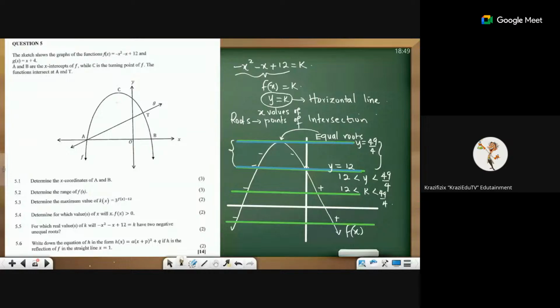Roots are the points of intersection. Please let me know. Where did we get 12 from? Y-intercept. 12 is the y what? Intercept. It's given from the graph. Y-intercept. Thank you, Rosanna. Divine, are you okay?